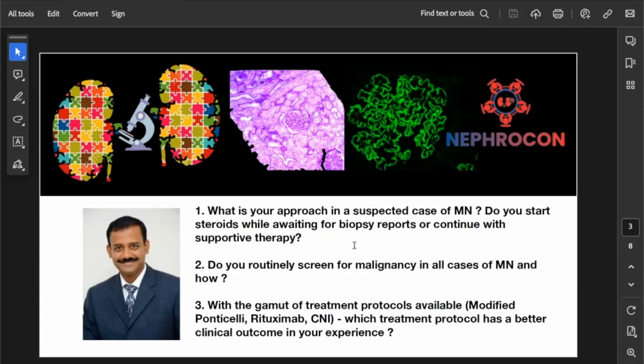But people who have florid life-threatening nephrotic syndrome or similar situations, that is the case where I would probably use Ponticelli instead of rituximab, because rituximab has a latent period before which the action doesn't come up. And sometimes when you do not have that much time, then you would want to use the Ponticelli regimen.